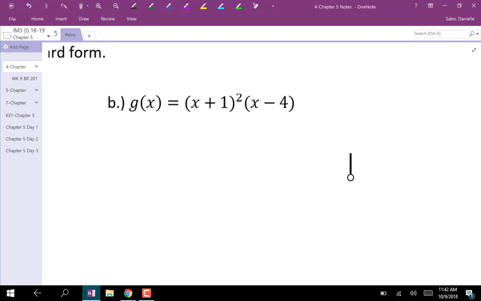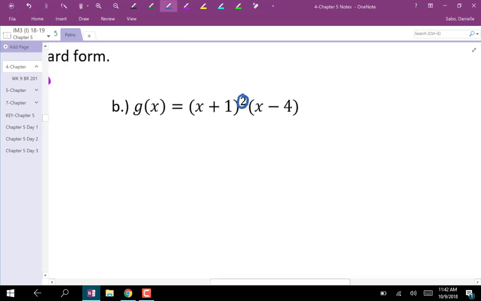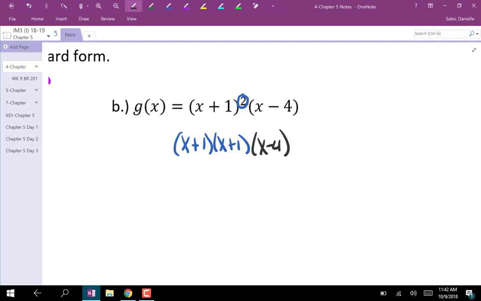If you look here, this is the weird thing that I see. Because of this guy, and I would circle or highlight it, we have to just rewrite it. Because remember, if I say what's 2 squared, you do 2 times 2. Well, x plus 1 squared is just x plus 1 times x plus 1. It's the same thing. Then in black, I'm just going to bring down the x minus 4. That's all I did. I just rewrote it. Nothing crazy, just rewrote it. Questions on that part?